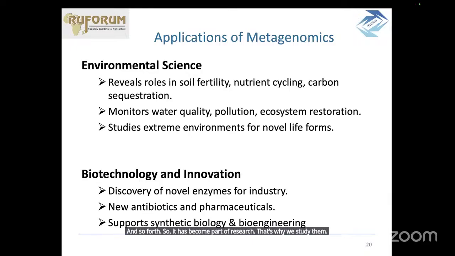In environmental science, you can use it to reveal soil fertility, nutrient cycling, carbon sequestration, and so forth. Even in biotechnology innovation, you can discover novel enzymes for industry, new antibiotics, pharmaceuticals, support synthetic biology, and bioengineering. That's why we study metagenomics. It's applied in all these fields. Okay?